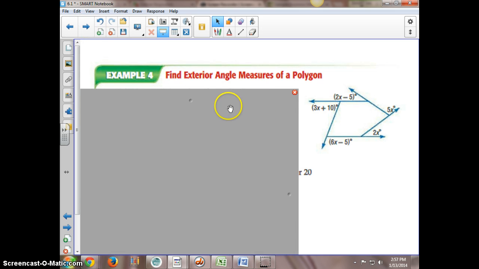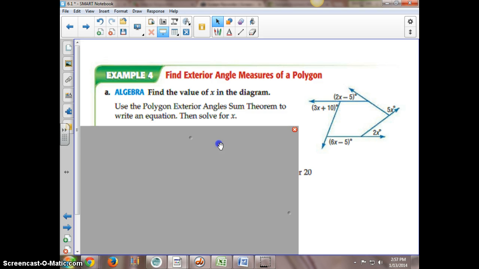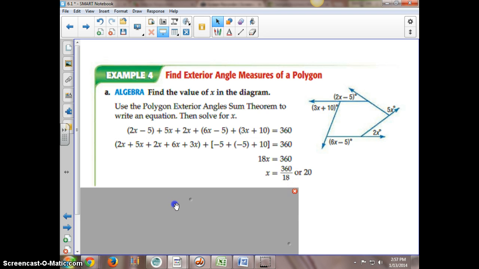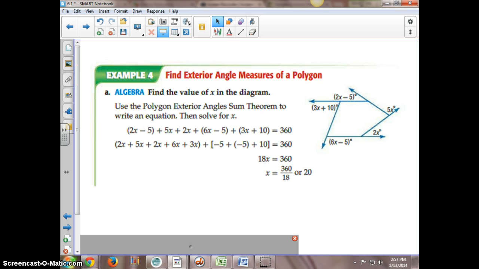So using that theorem, Example 4 asks us to find the value of x. So we're just going to add up all of these sides and say it equals 360 and solve from there. So it's just algebra.